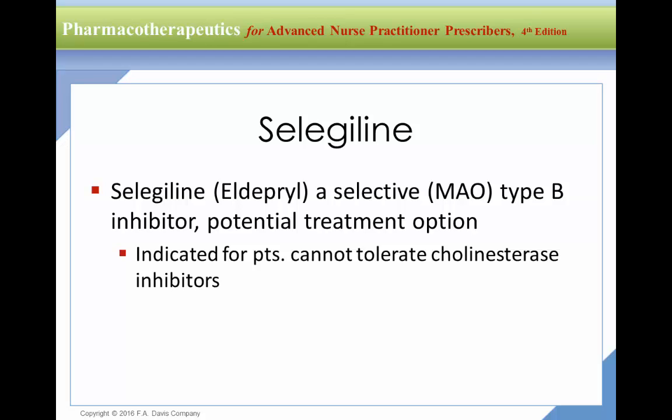Aldapril is another type of medication that is never the first line treatment. It's also a selective MAO inhibitor, so you already know the consequences of it, and is basically given when patients cannot tolerate the first line treatment, which is the acetylcholinesterase inhibitor, which is your amantadine, Namenda.